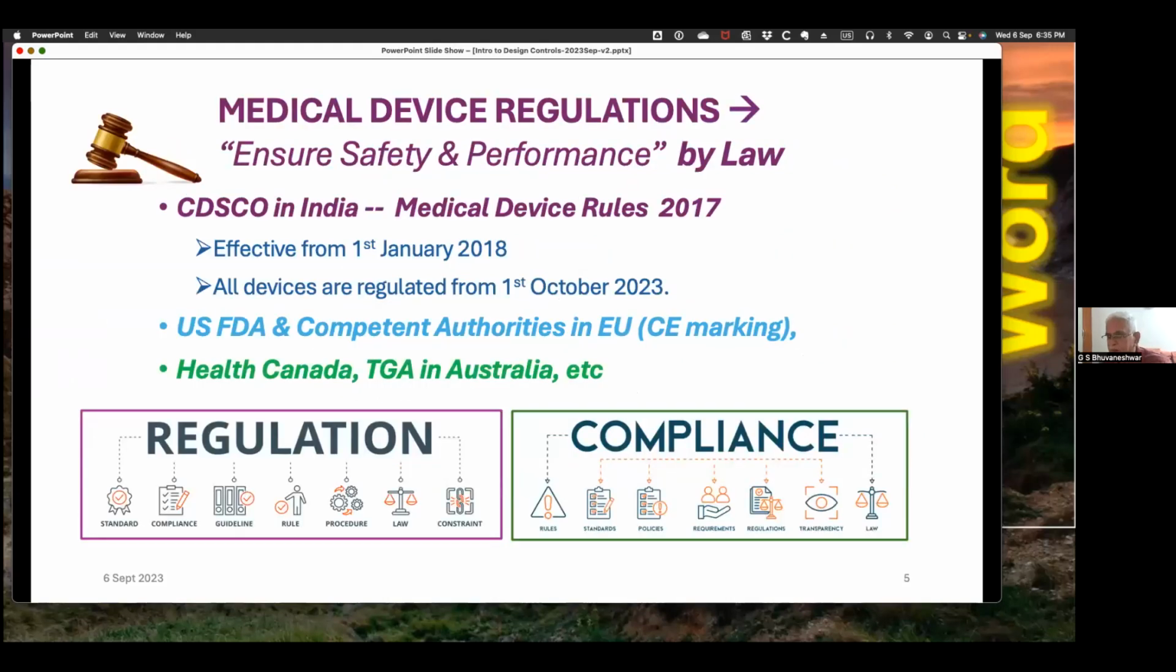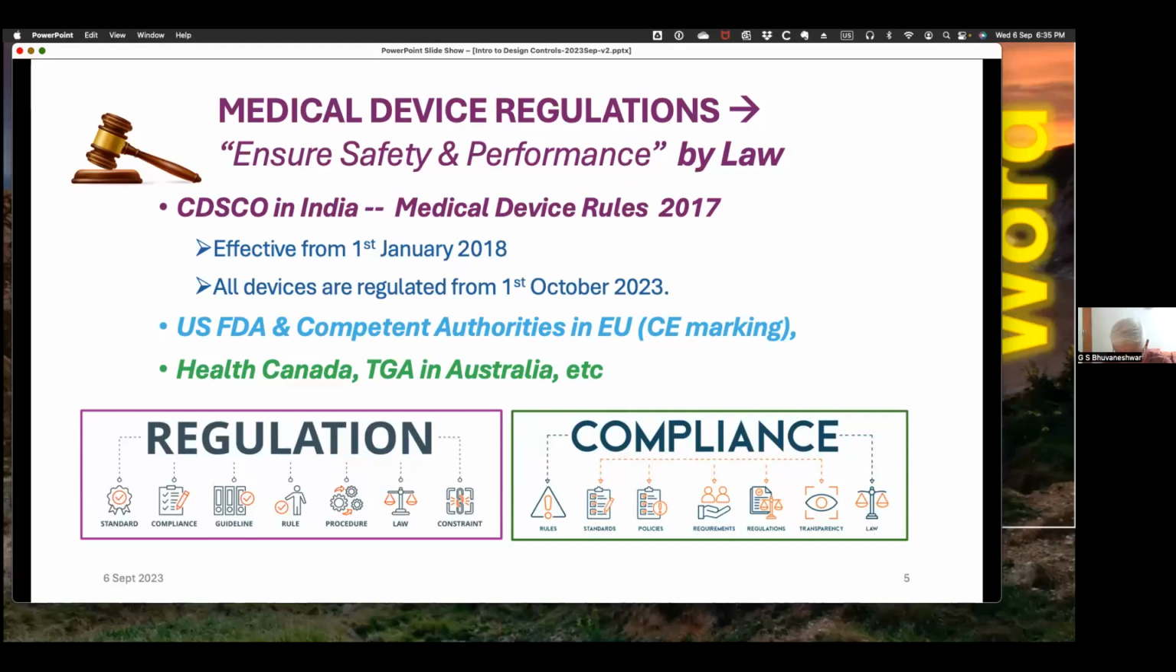Now, the primary legal thing of medical device regulations is ensuring safety and performance, and it is a requirement by law. In India, we have the CDSCO, that's the Central Drugs Standard Control Organisation, I keep forgetting that expansion.